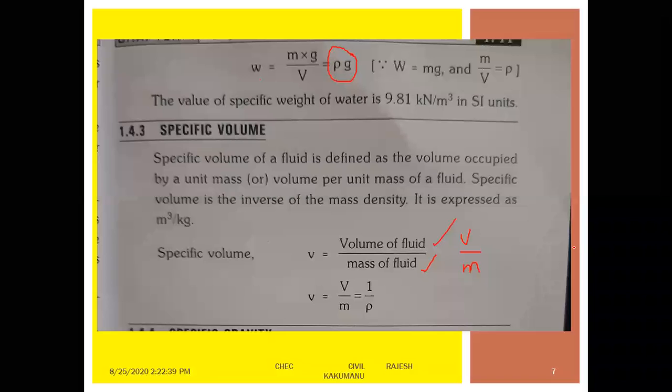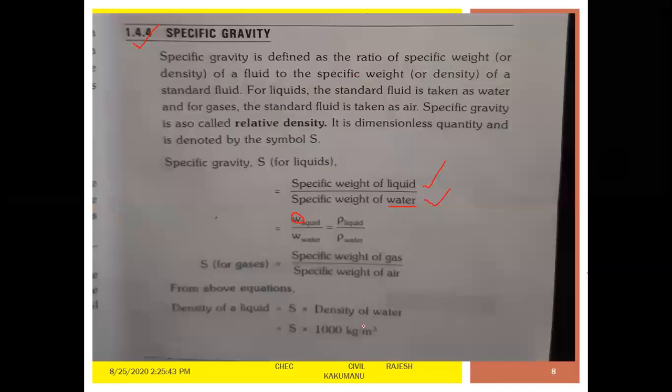For water, you are having 1000 kg per meter cube. That is the standard for the density of water. Now S is equal to density of liquid by 1000 kg per meter cube.